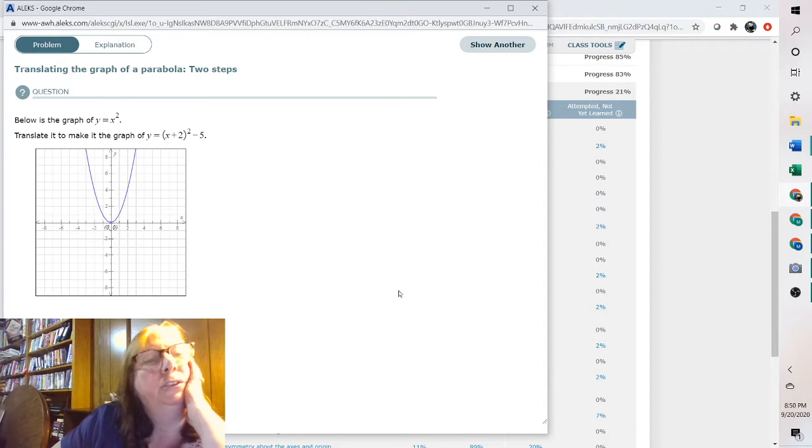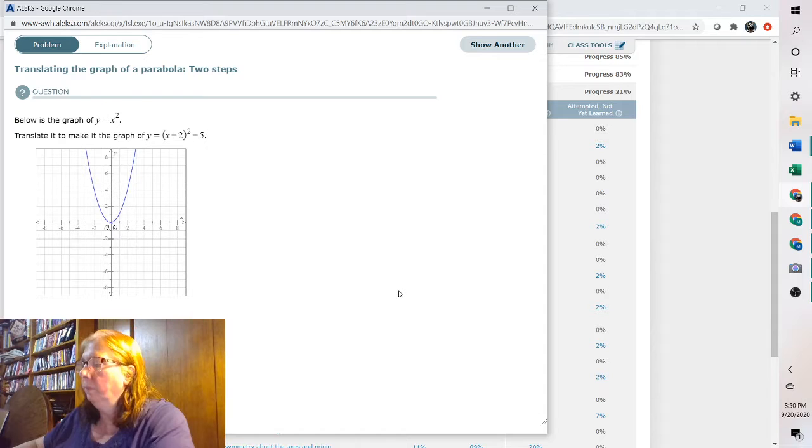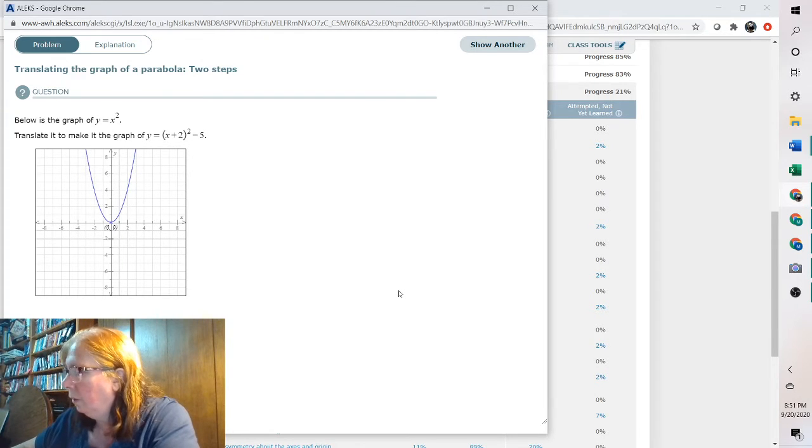Translating the graph of a parabola, 2 steps. Okay. These ones we already did earlier in this section. I think before they made you do them with plotting the points, and now you can just shift them. But we have our graph. And if we look at y equals x plus 2 squared minus 5. Inside the parentheses, it moves right or left opposite of the sign, so it's going to move left 2, and then the same sign on the outside, so down 5. You're moving from the vertex left 2, down 5. And then you just draw your graph.